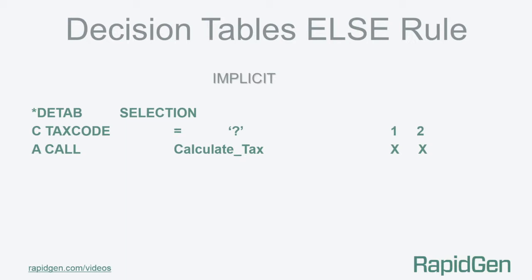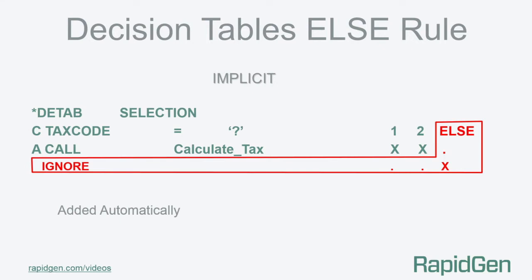If you fail to define an else rule, then there is an implied else rule. In our example, if tax code is 1 or 2, we will call another decision table to calculate tax. But for any other tax code, we are using the implied else ignore. All decision tables, if they do not have an explicit else rule, will have the implied else ignore outlined in red, and this is added automatically. The ignore is equivalent to exiting false from the table.